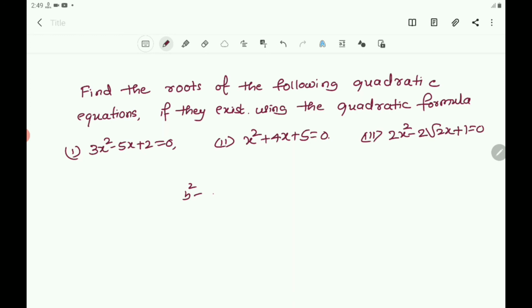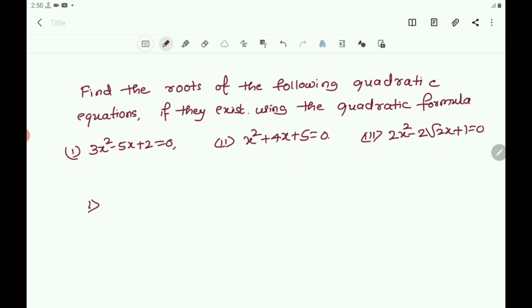If b square minus 4ac is greater than or equal to 0, the quadratic equation will have real roots. If b square minus 4ac is lesser than 0, then that quadratic equation does not have real roots. So you have to verify that. So let us take one by one.